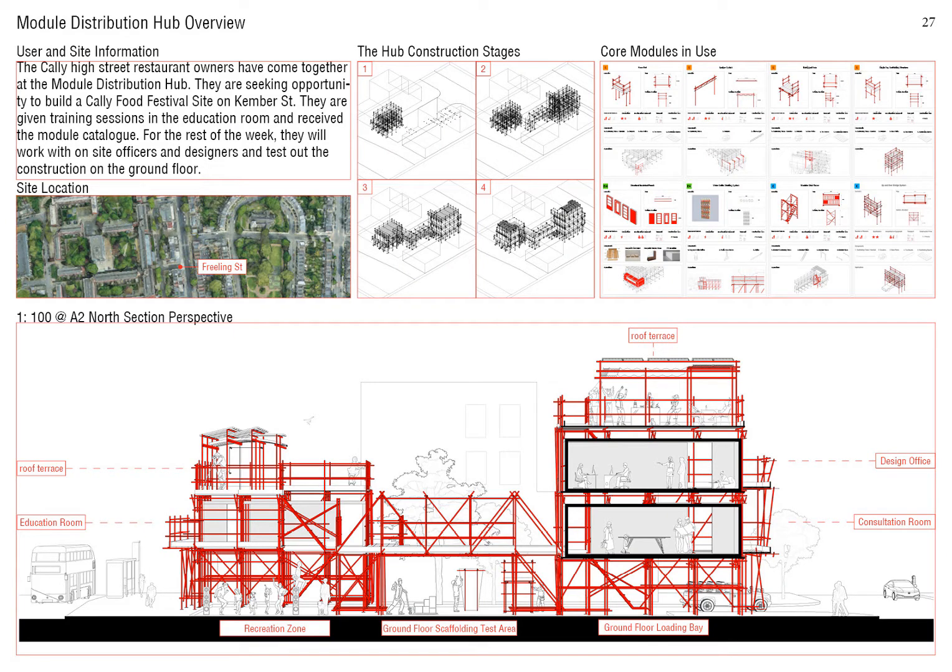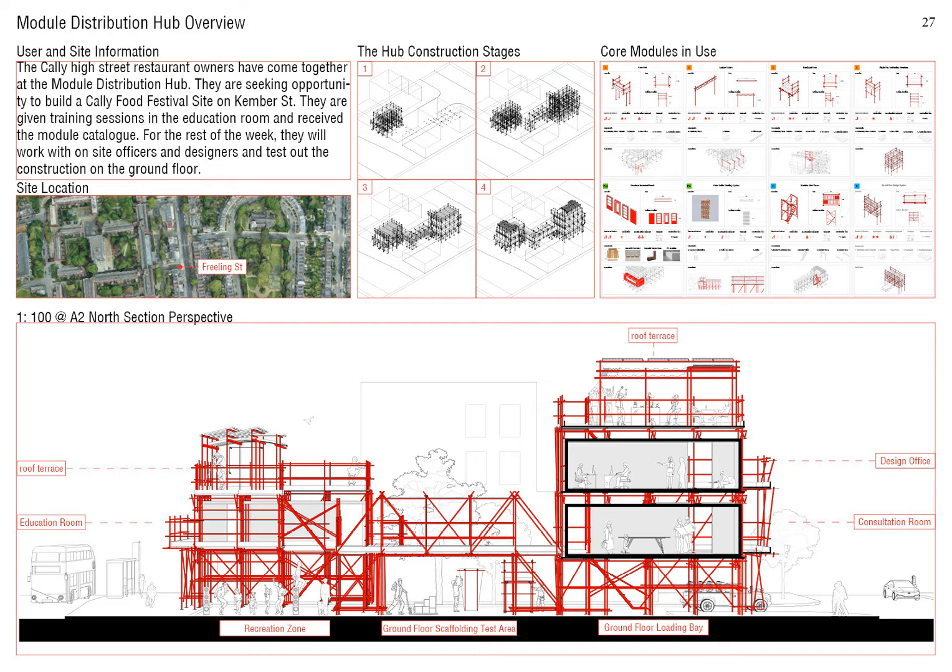The user example would be the Cali High Street restaurant owners. Imagine them have come together to meet at the module distribution hub, and they're seeking an opportunity to build a Cali food festival site on Kimber Street. They will be given training sessions in the education room and receive module catalog. For the rest of the week, they'll work on site with officers and designers to test out the construction on the ground floor. This page also shows the construction stages of the hub and core module in use.